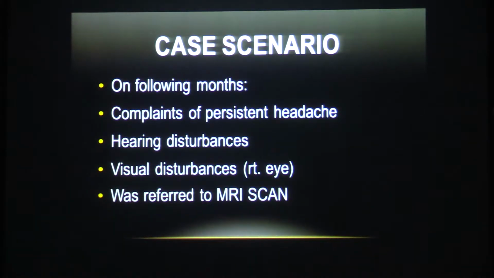So as for our patient, he came back the following month, and he complained of persistent headache, hearing disturbances, and visual disturbances of his right eye. Because he was such a young patient, we know he has fibrous dysplasia, but we have to rule out any other entities. He was referred to an MRI scan.